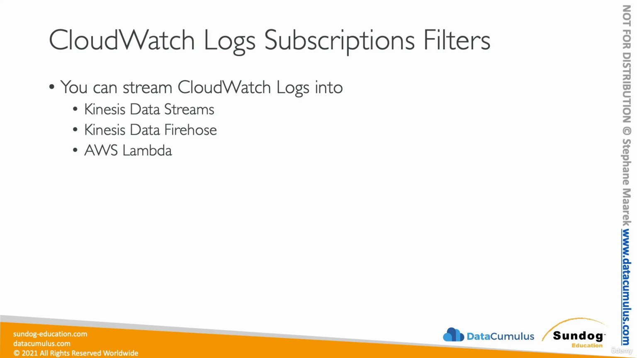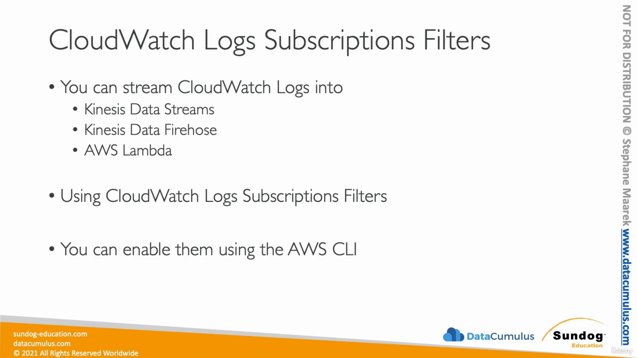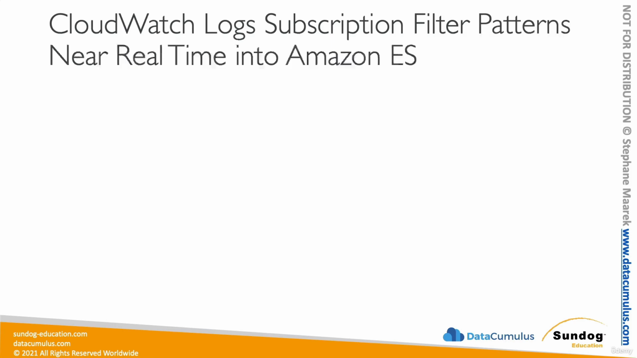So the idea is that using what's called a CloudWatch logs subscription filter, then you will be able to link your CloudWatch logs to these 3 destinations. And to do so, right now, it's mainly possible using the AWS CLI. Okay, so how does that work? So let's say we want to have our CloudWatch logs directly flow into Amazon Elasticsearch in near real time. So what sort of architecture would you do?